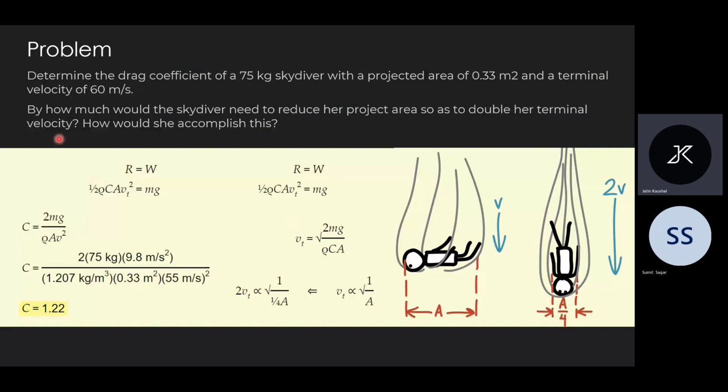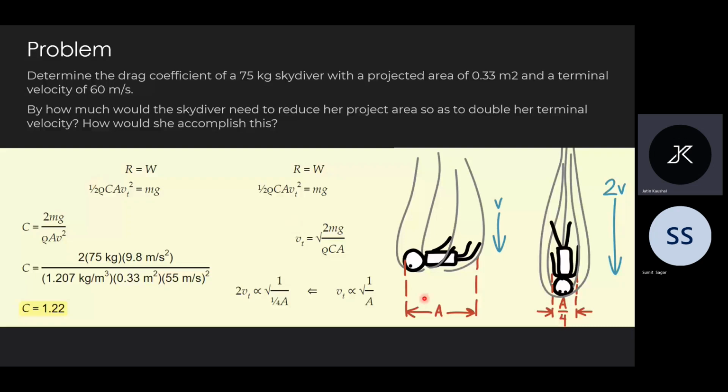And the second part of the question is, by how much would the skydiver need to reduce her projected area so as to double her terminal velocity? So we again use this equation that we got, and we move the terminal velocity term to the left side of the equation, and we get a relation between Vt versus A. Vt is inversely proportional to the square root of the projected area. So what's the question? To double her terminal velocity. So if we have to double the terminal velocity, we would have to reduce the projected area by 1/4.